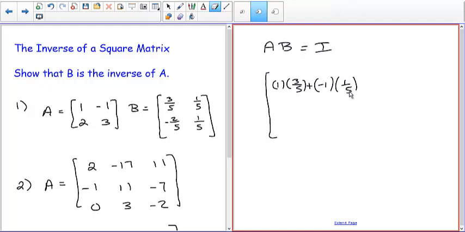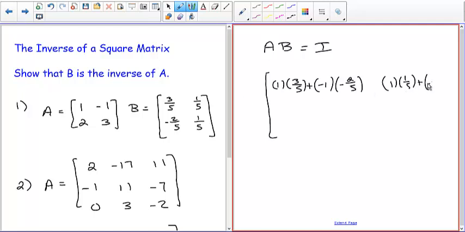Actually, I did that wrong. We take this times that plus this times that, so it's -1 times -2/5. I knew something was wrong because it didn't work out. Okay, that's the first entry of the resulting matrix, which we're trying to show is the identity matrix. The second one, first row, second column, is equal to 1 times 1/5 plus -1 times 1/5. So that's this times that plus that times that.